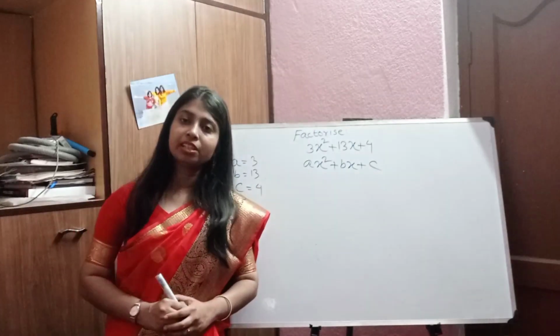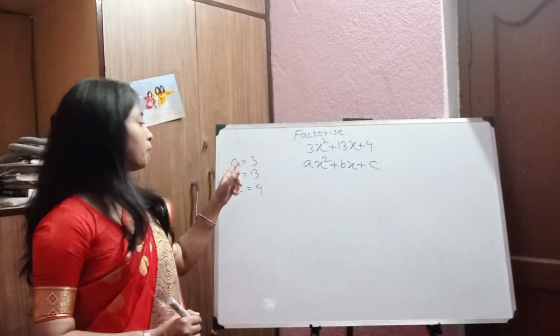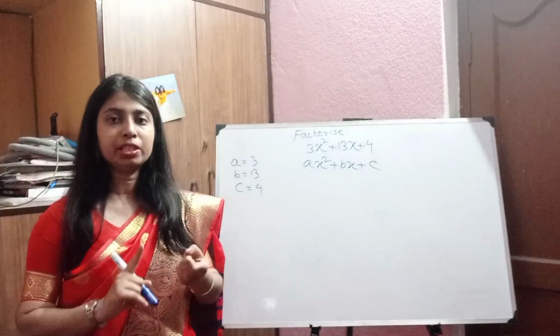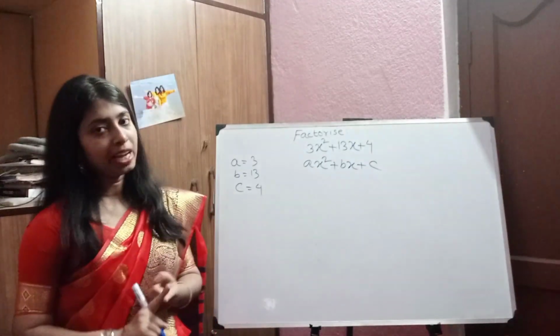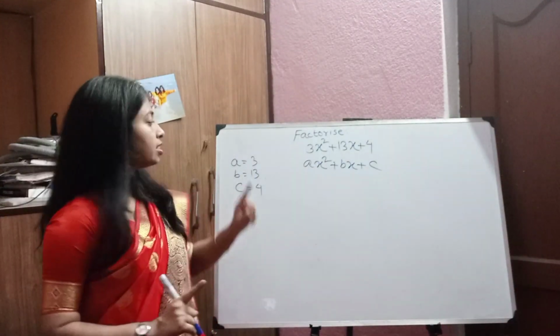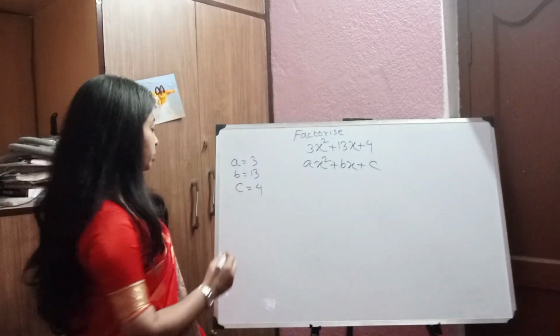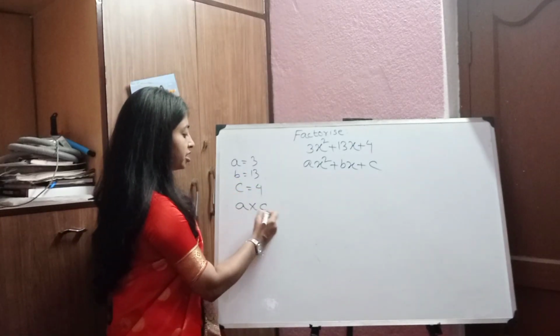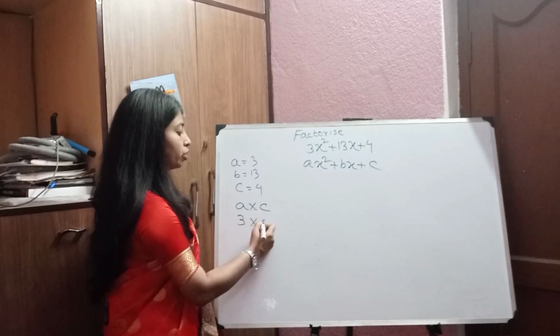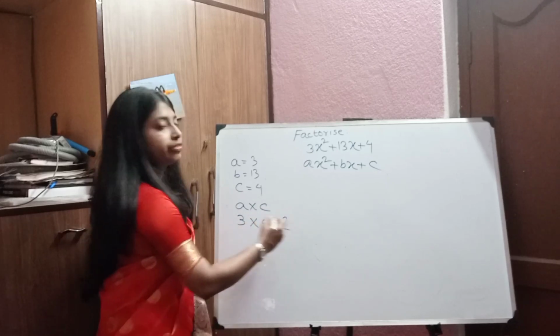Now, the first step for middle term factorization is we have to multiply a with c. Multiply the value of a with the value of c. So, in this example, the value of a is 3 and the value of c is 4. So, we will multiply a into c, that is we will multiply 3 into 4 and we will get 12.